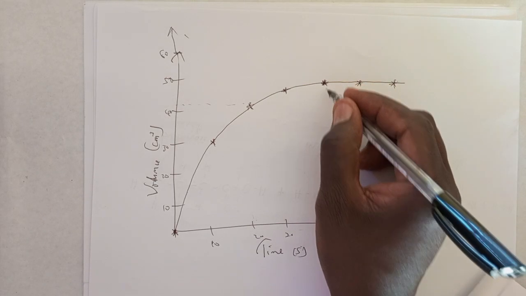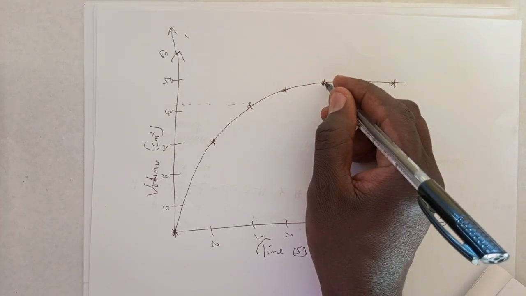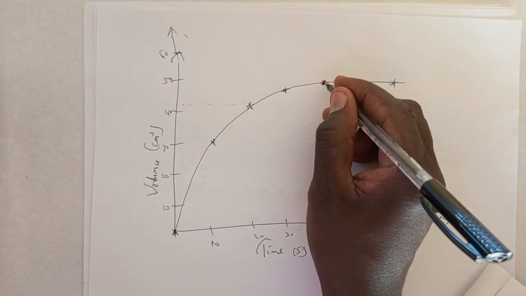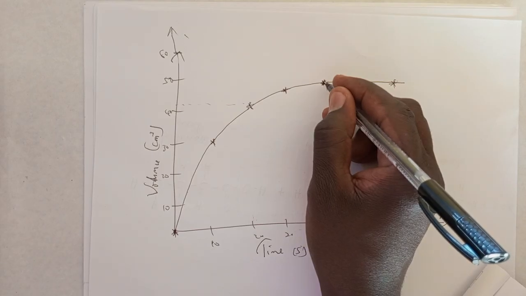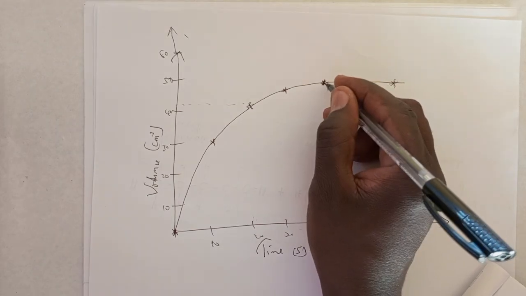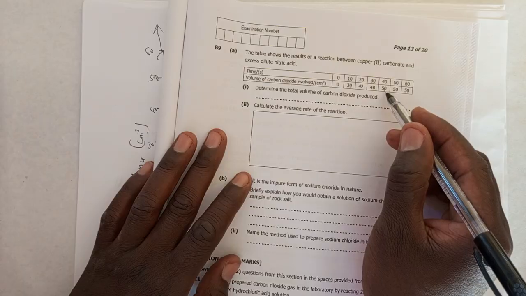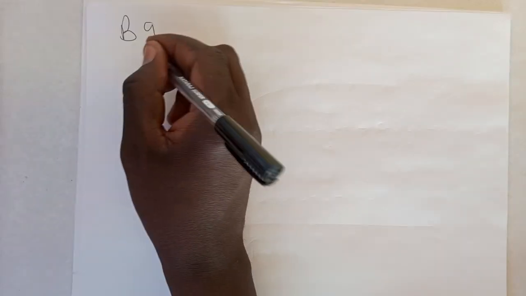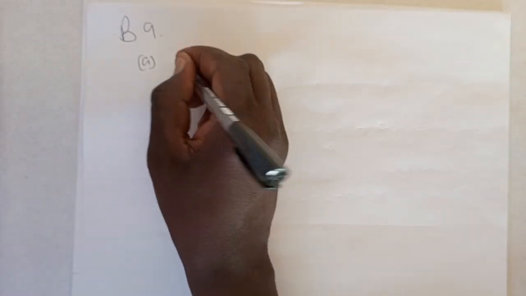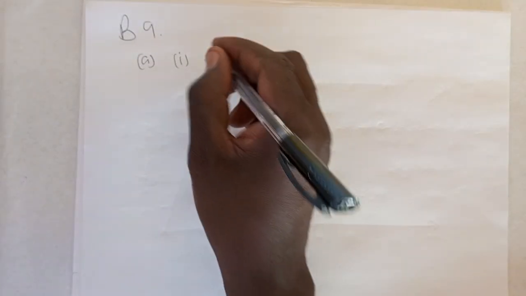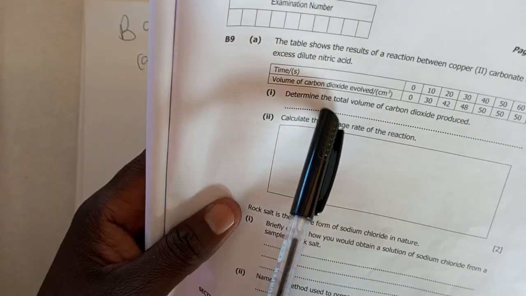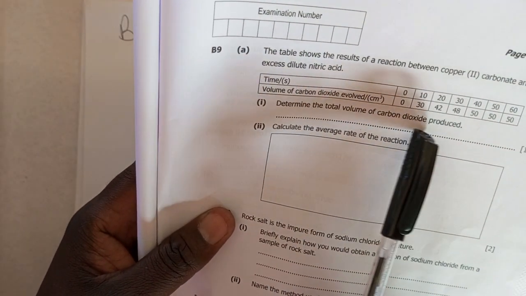If you have a question which asks what the volume is, you pick the point where the curve begins to flatten. This is the volume, which is 50 cubic centimeters. So that is the answer to question B9A, Roman numeral 1, which says: determine the total volume of carbon dioxide produced.